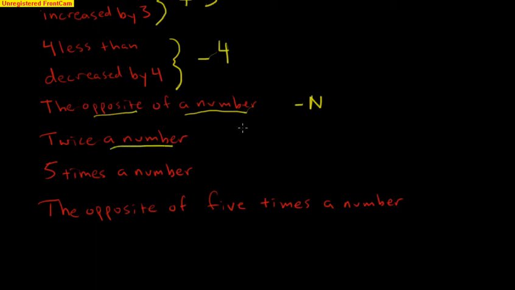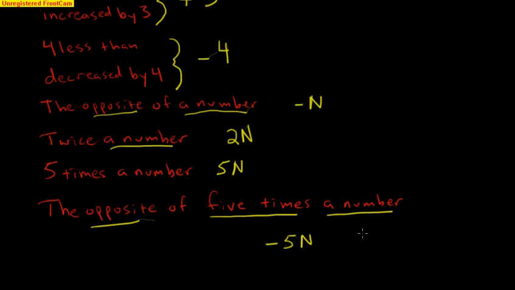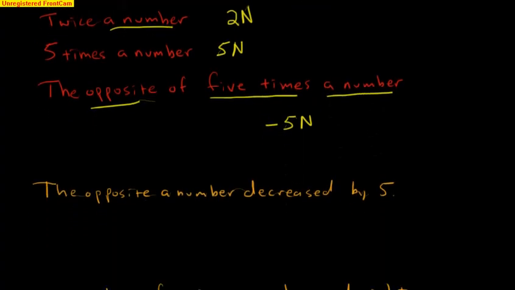A number, we said before, was n, therefore twice a number is 2n. 5 times a number would be 5n. So the opposite of 5 times a number, so again start with a number, 5 times a number, the opposite of 5 times a number would be negative 5n. So we're taking all of these phrases written out in English words and changing them into numerical phrases.